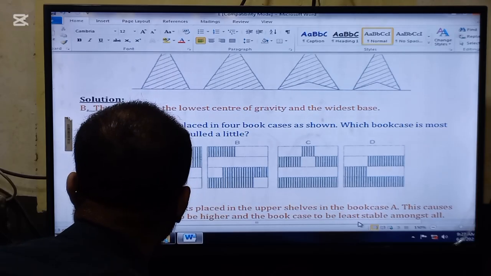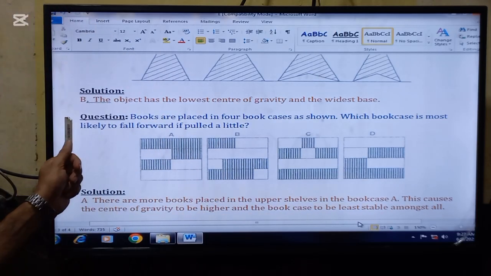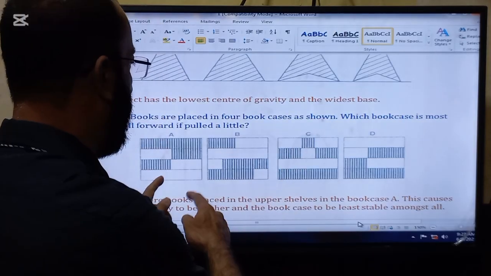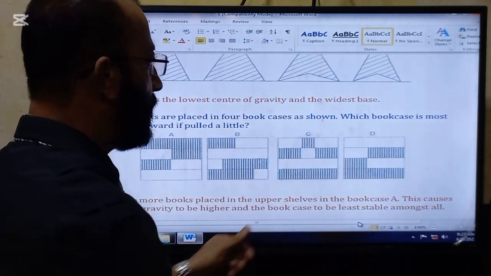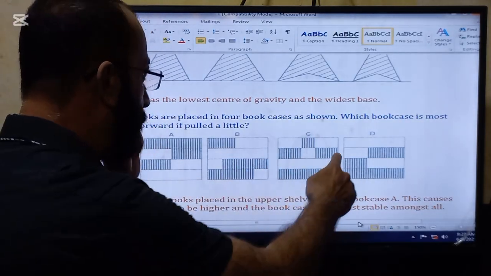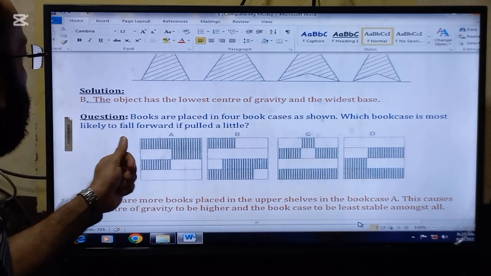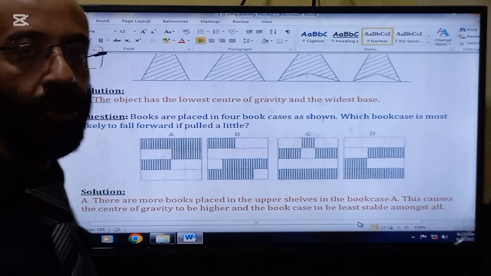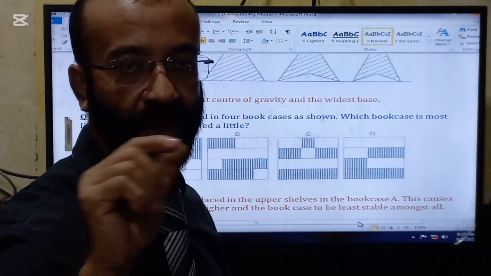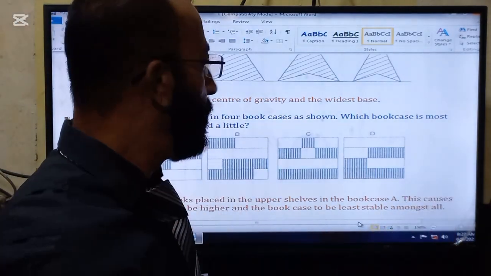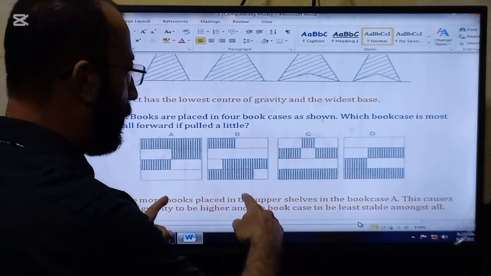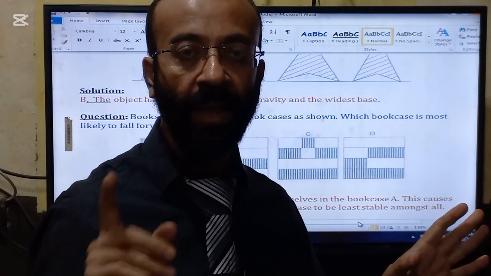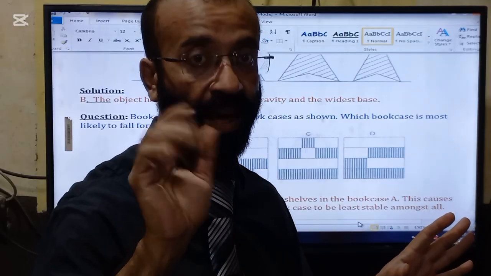The next question is, books are placed in 4 bookcases as shown. So here are A, B, C, D, 4 bookcases in which books are placed. Which bookcase is most likely to fall forward if pulled a little? So again, 2 properties will apply, center of gravity and the widest base. So the base is the same for all. It means this factor is balanced in all 4 objects. Now the center of gravity will matter.